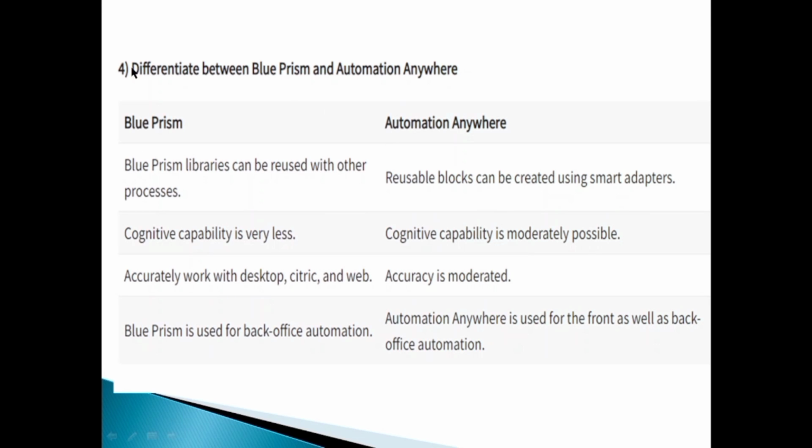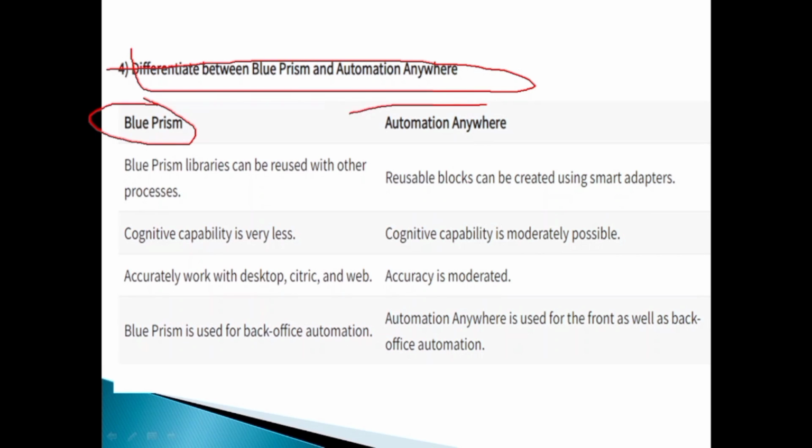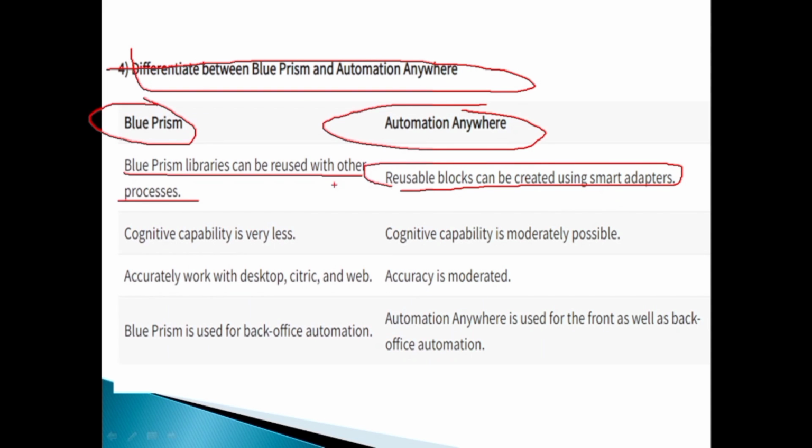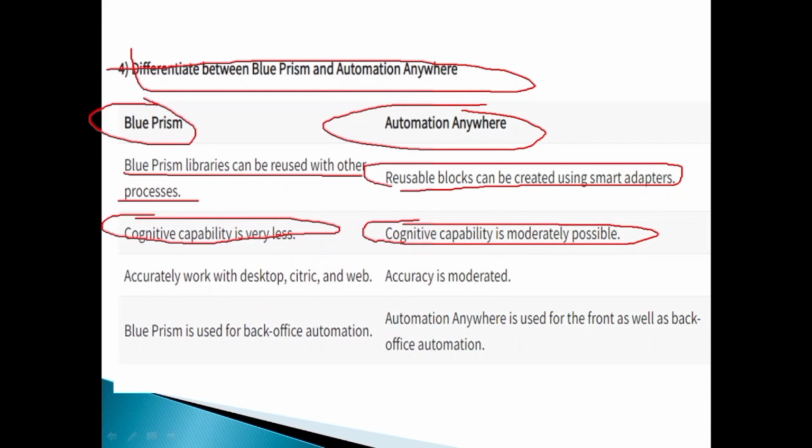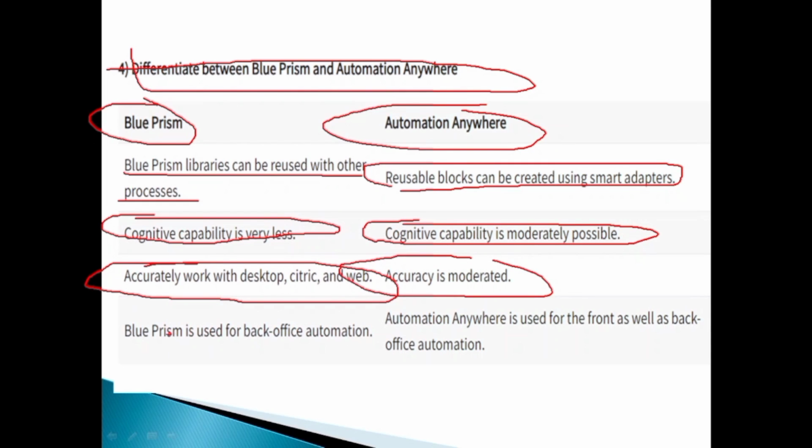Differentiate between Blue Prism and Automation Anywhere. The interviewer can ask these types of questions. If you have knowledge of both the tools, then you can explain in your own words. Similarly, you can prepare for UiPath, Power Automate, or any other RPA tool. If you have any knowledge, then the interviewer may ask these types of questions.